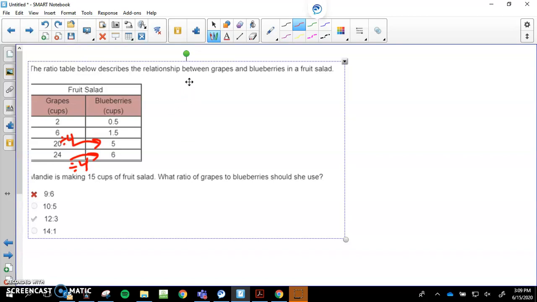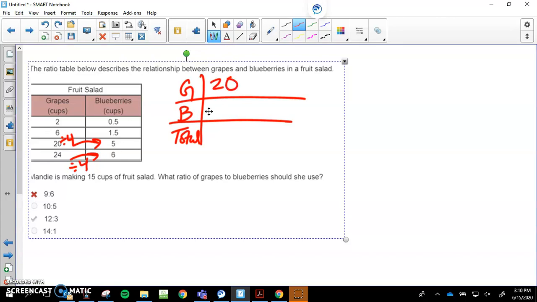Now another way to look at this is if I have grapes, my blueberries, and we have my total amount also. So, for example, let's use this one, 20 grapes for 5 blueberries, right? Because we divide that by 4. And then if I do that, I get a total of 25. So that's another way to look at the ratio. Either way, we have to find this pattern. So let's see which of these patterns stay true.